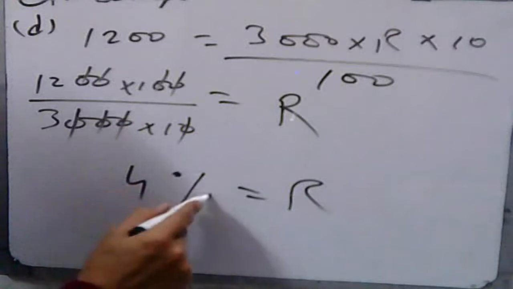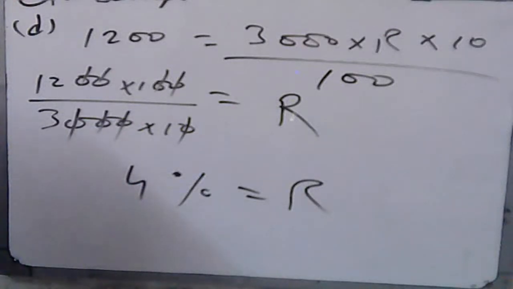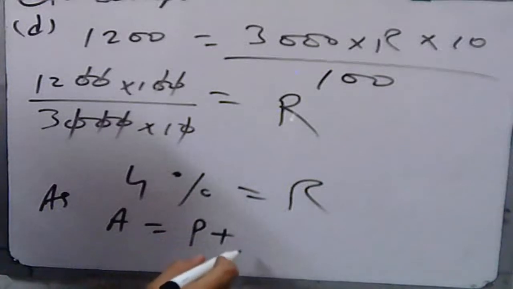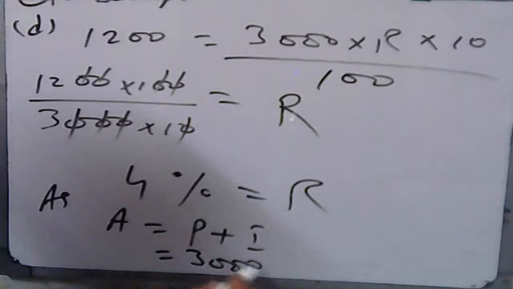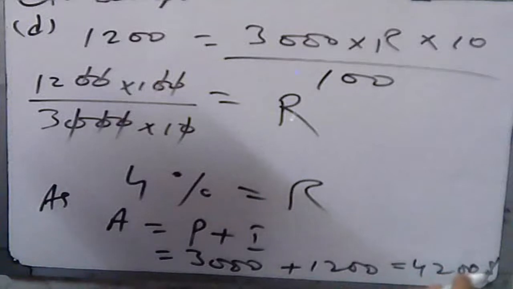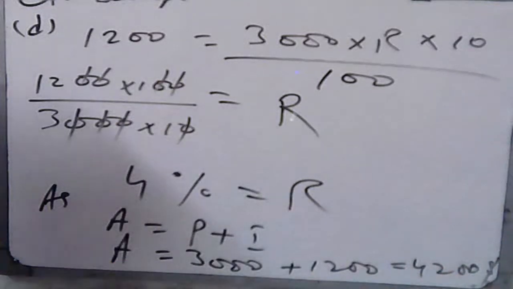Similarly, the total amount: amount is equal to principal amount plus interest. Principal amount is 3000 and interest is 1200, so your result is $4200. That is your amount, your required result.